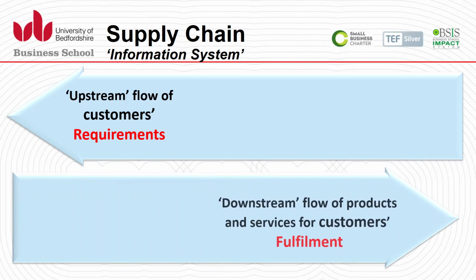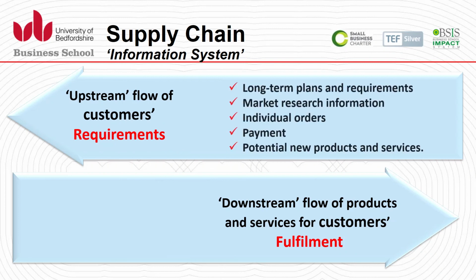And then, it is again very important in the downstream flow of information that you provide what has been demanded or required to fulfill the order of the consumer or customer. So in the upstream information, these are the key bullet points that we have to collect from the customer point, the end user, or the business customer. For example, we need a long-term plan, market research, individual orders, payment, and potential new products and services to identify for manufacturing or producing.